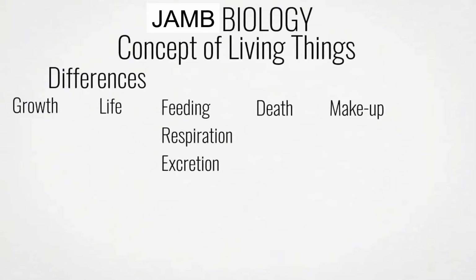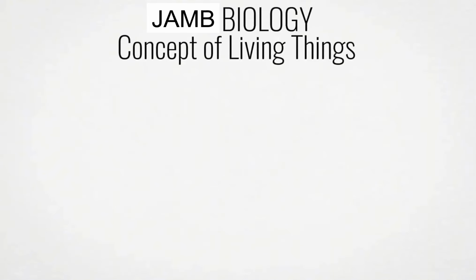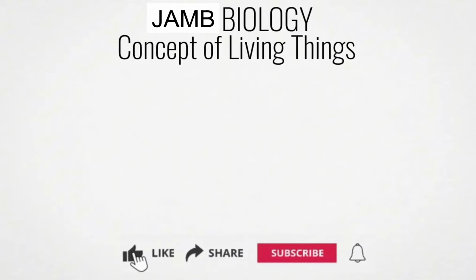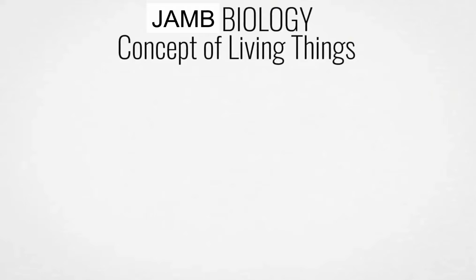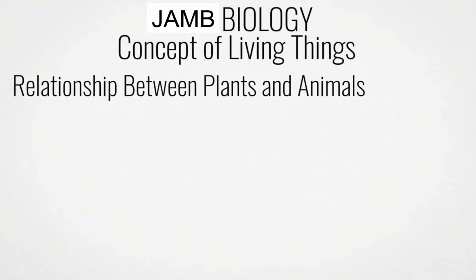So you can go ahead and explore that, try to find out more, and then add to yours. So we also talk about living things in a broad category. In a broad category, living things can be divided into plants and animals. So there is still an interrelationship between plants and animals. So let's look at the relationship between plants and animals.